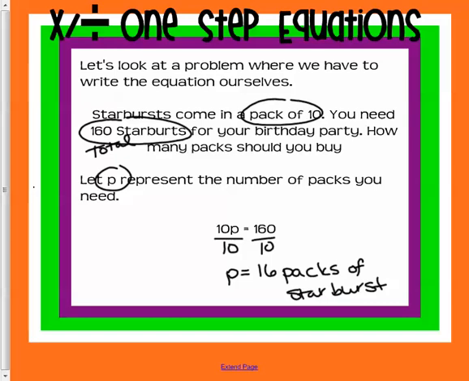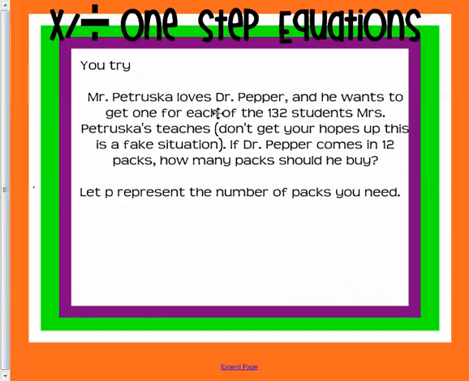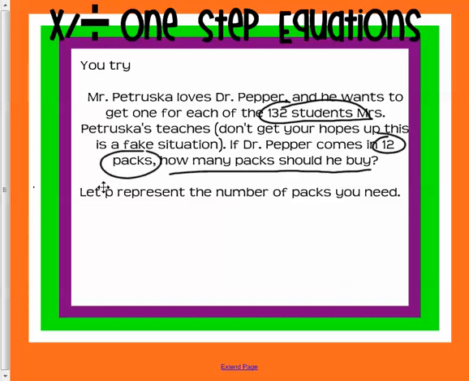Okay, now it's your turn to try this one. Mr. Petruska loves Dr. Pepper, and he wants to get one for each of the 130 students Mrs. Petruska teaches. Don't get your hopes up, this is fake. All right, so if Dr. Pepper comes in 12 packs, how many packs should he buy? Let P represent the number of packs you need. Try this one, and I'll be back in just a second to show you what I did.